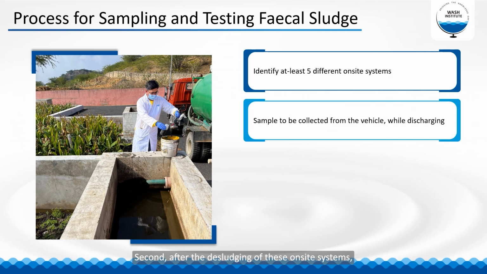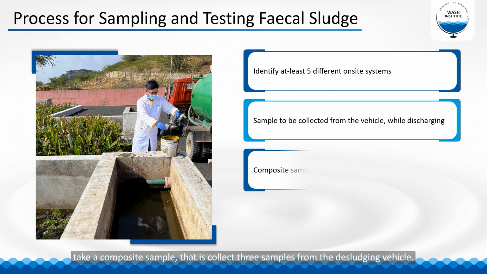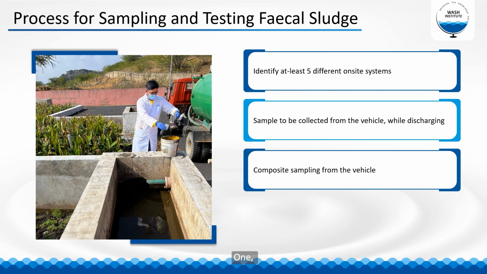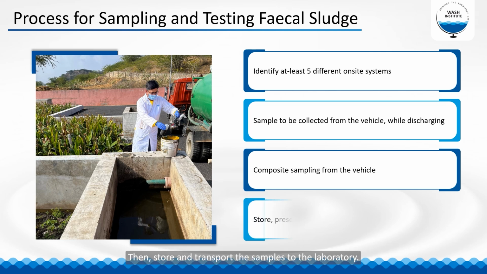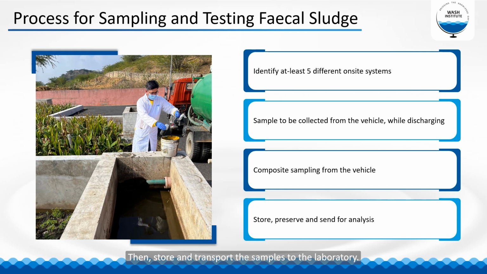Second, after the desludging of these on-site systems, follow the vehicle to the point of disposal. Samples have to be collected from the outlet of the vehicle during disposal. Next, take a composite sample, that is, collect 3 samples from the desludging vehicle, one at the start of the disposal, one midway, and the last one at the end of the disposal. Mix them well and collect one representative sample. Then store and transport the samples to the laboratory.